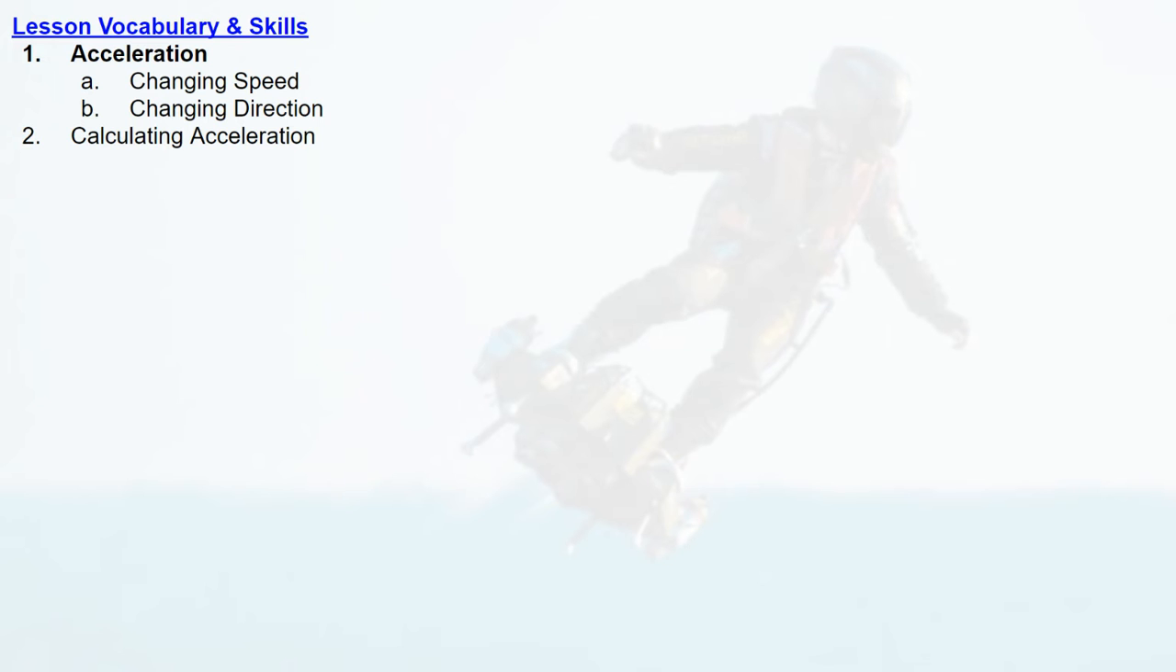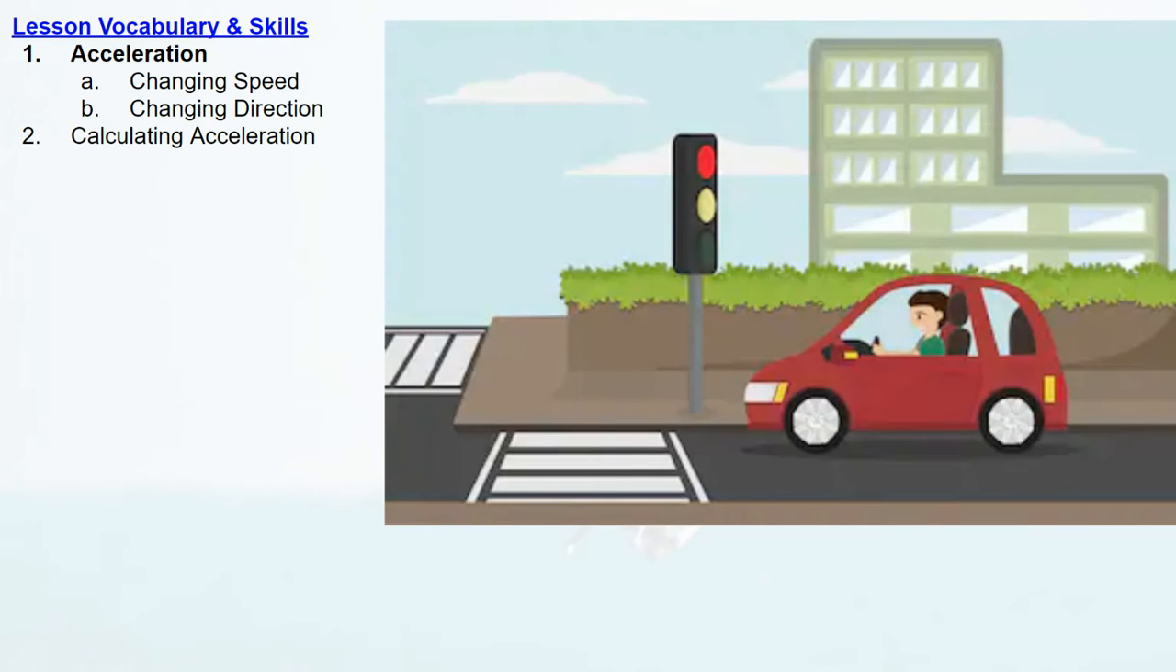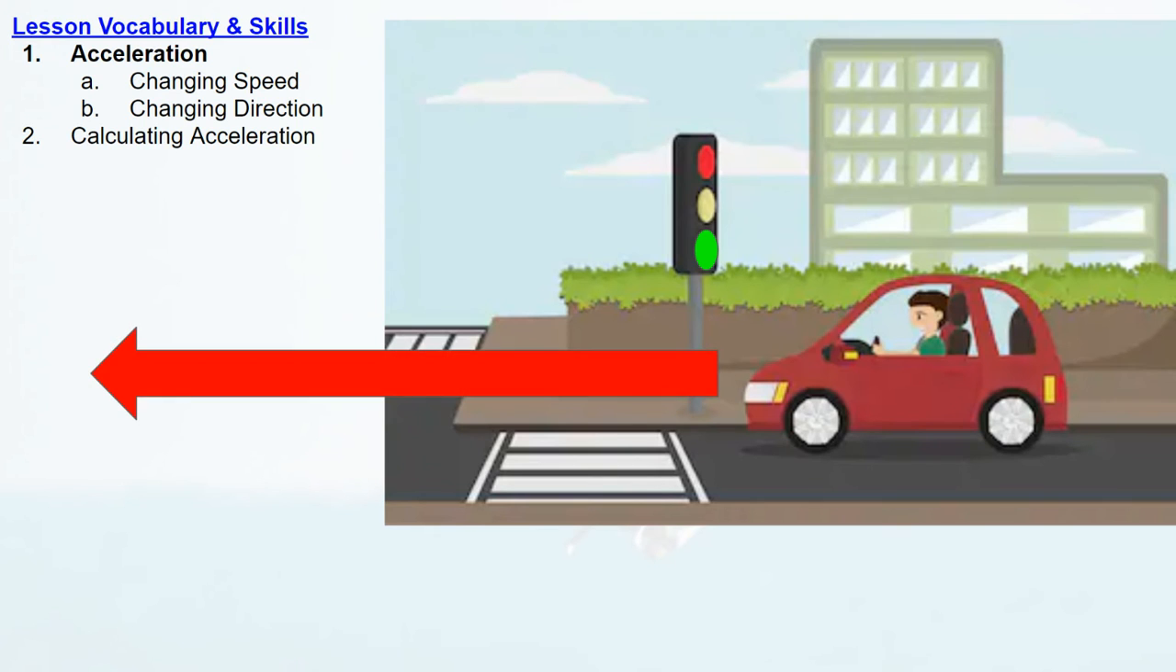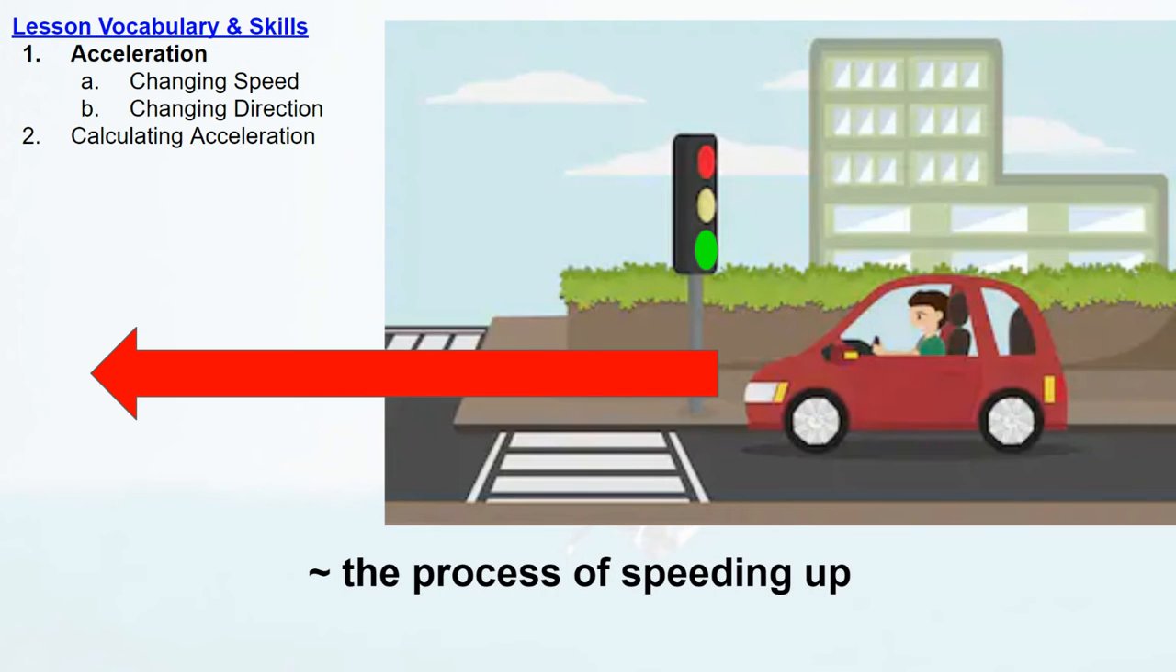So suppose you are a passenger in a car stopped at a red light. When the light changes to green, the driver steps on the accelerator and the car speeds up, or we call it accelerates. Now that's everyday language. When we hear the word accelerate, we think of just speeding up. In regular people terms, we just think of it as the process of speeding up.